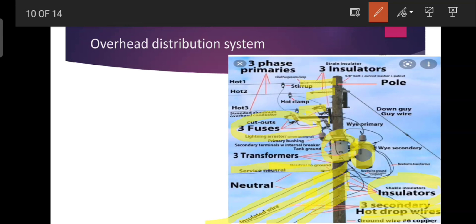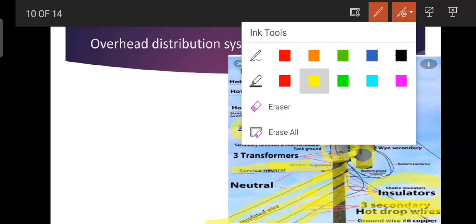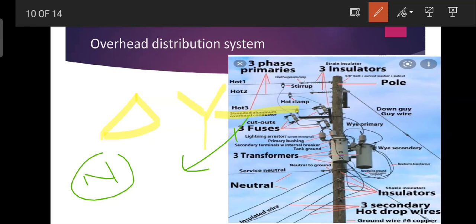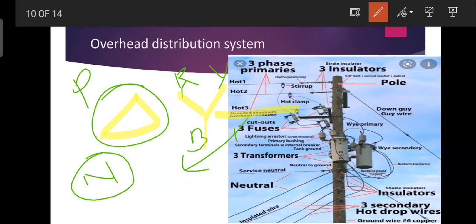Okay, so our primary of the transformer is what? Delta connection, but in the secondary is what? Star connection for one neutral wire. This is our neutral wire, and those 3 are our phases. One is red phase, another one is yellow phase, another one is blue phase. But in case of delta in primary, no neutral is coming.